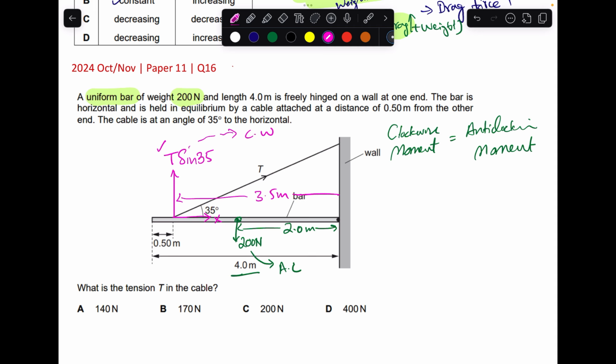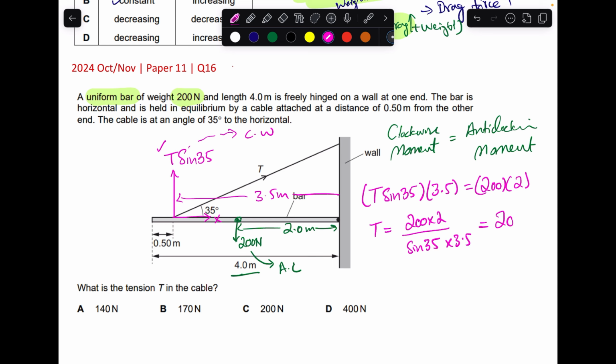So the clockwise moment will be the force, T sine 35, times the distance 3.5, equals the anti-clockwise moment because of the weight, 200 multiplied by the distance 2. So T equals 200 times 2 divided by sine 35 multiplied by 3.5, and when you do the calculation you will get the answer 200. So it's option C.